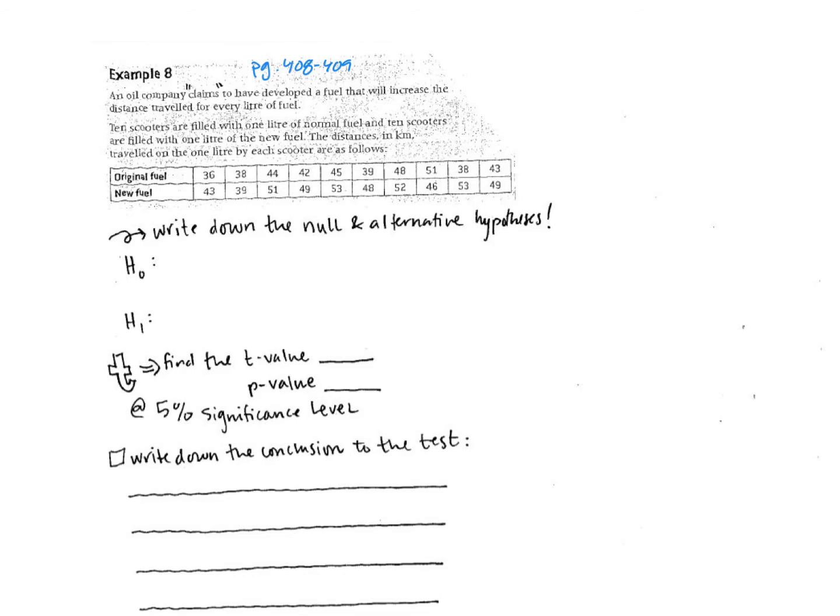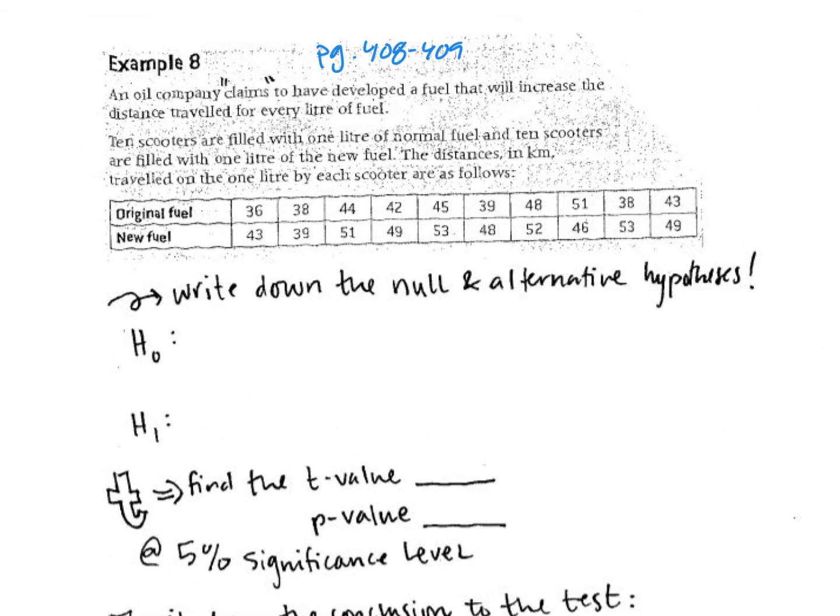So again, this is just one different thing. The data for this has to be normally distributed. If you didn't have data that was normally distributed, you wouldn't run this test, you'd run something else. Okay, so the situation is that an oil company claims to have developed a fuel that will increase the distance traveled for every liter of fuel. 10 scooters are filled with 1 liter of normal fuel. 10 scooters are filled with 1 liter of the new fuel. The distances in kilometers traveled on the 1 liter by each scooter are as follows.